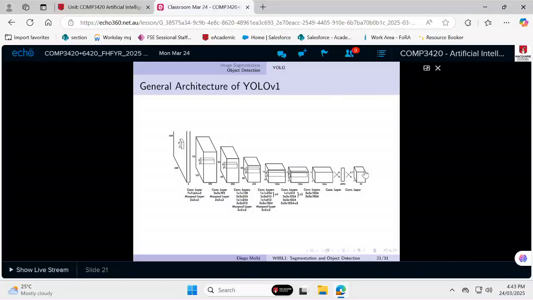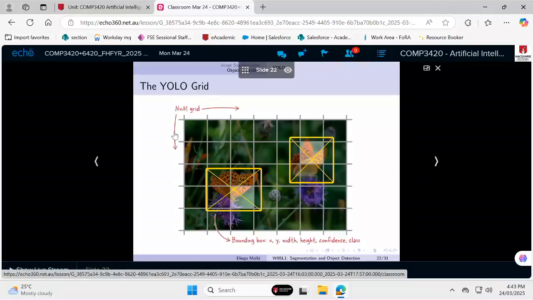I'm going to focus on this part here. In the original paper, the size of the image was 448 times 448, and it's going to reduce to 7 times 7. So that's the final feature map, 7 times 7. And then there are, in this case, 30 channels. So let's see what the channels look like. On the final feature map, which is 7 times 7.